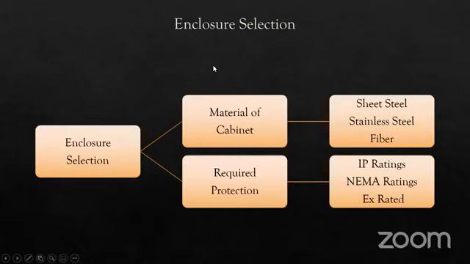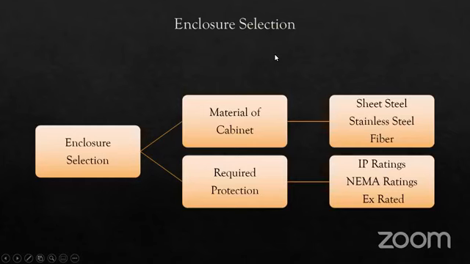For the enclosure, there are various types of enclosure, and these are the points that we keep in mind while selecting the proper enclosure. In terms of material, there are sheet steel, stainless steel or fiber. Basic enclosures are there, and then there is the required protection. So these are the two basic points that we keep in mind while designing the enclosure. For the required protection, there are IP ratings, NEMA ratings, and Ex rated. We will see this in the next slides. So these are the two main points that we consider while selecting the proper enclosure, the cabinet that we require for the panel.